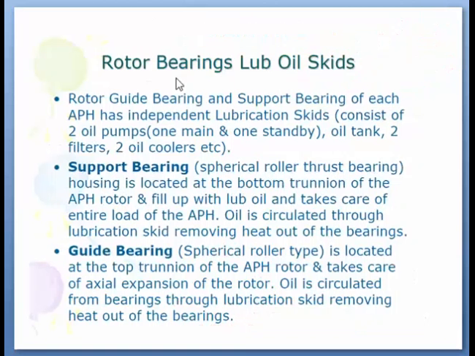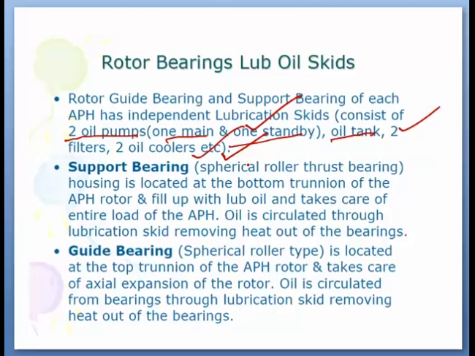The rotor guide bearing and support bearing of each air preheater has an independent lubrication arrangement, which consists of two oil pumps, one main and one standby. If the main fails, then the standby comes into the picture. Then there is an oil tank for supply of the lube oil, filters to filter the contaminated oil, and two oil coolers where the oil which gets heated during the lubrication process will be cooled.